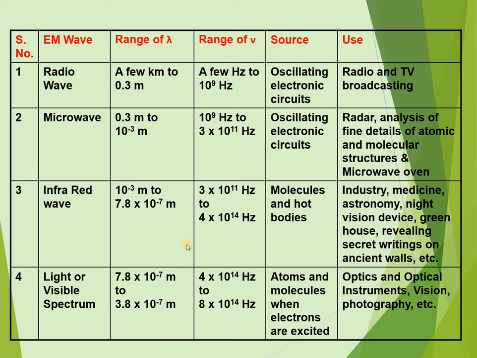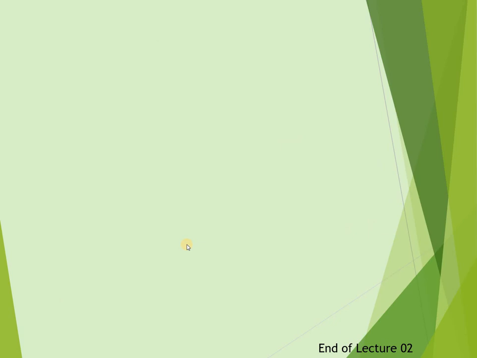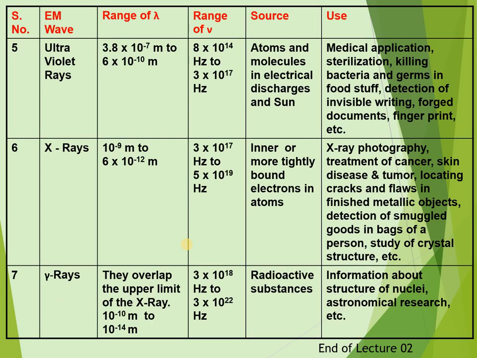common other uses also. The next radiation or the wave that we are about to discuss, that is UV rays, ultraviolet rays. You must have heard about these UV rays. Their wavelength ranges from 10 to the power minus 7 meter to 10 to the power minus 10 meter, and the frequency range is 10 to the power 14 hertz to 10 to the power 17 hertz. They are produced by the atoms and molecules in the electrical discharge and the sun.